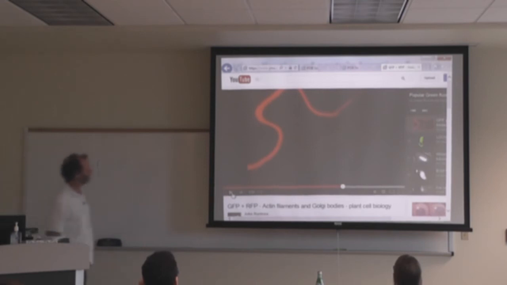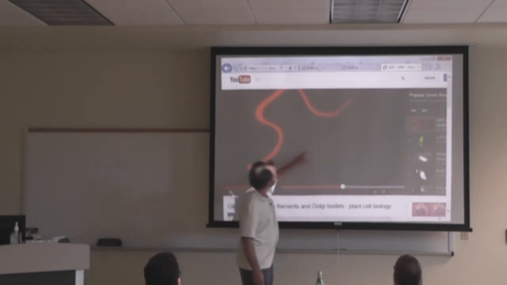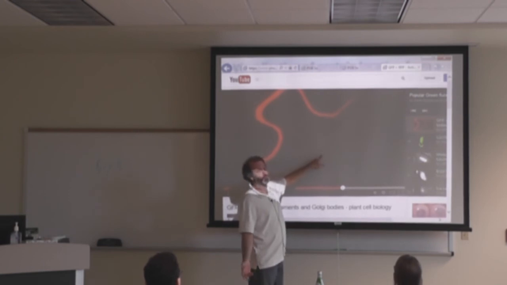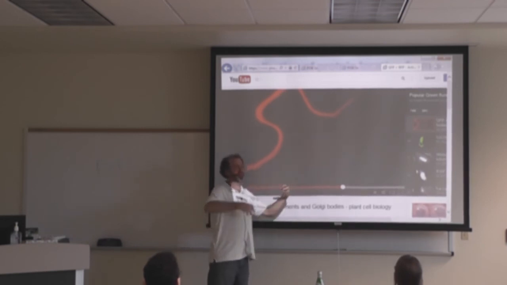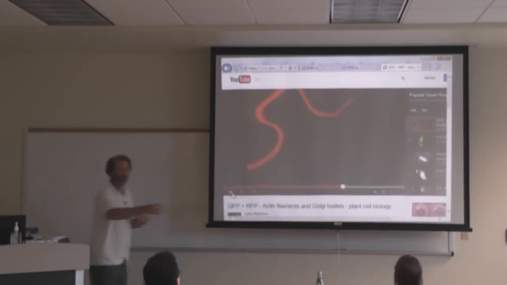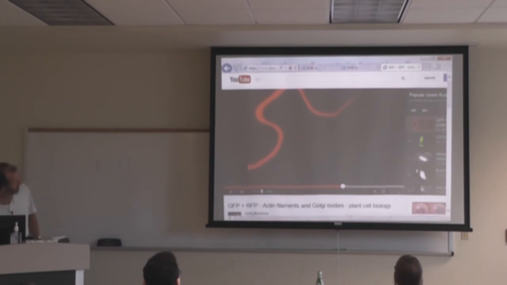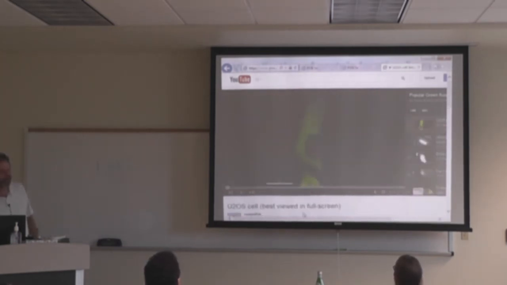So do you see GFP labeled actin, and there's RFP, red fluorescent protein, labeled Golgi bodies. And you can look at the Golgi apparatus being networked in live time throughout the cell. Can you guys see that, or is it kind of hard? See the red moving? Wish you could slow this down. They have it going so fast. So those are actual Golgi bodies being transported around the cell. Yeah. So it's pretty cool stuff.